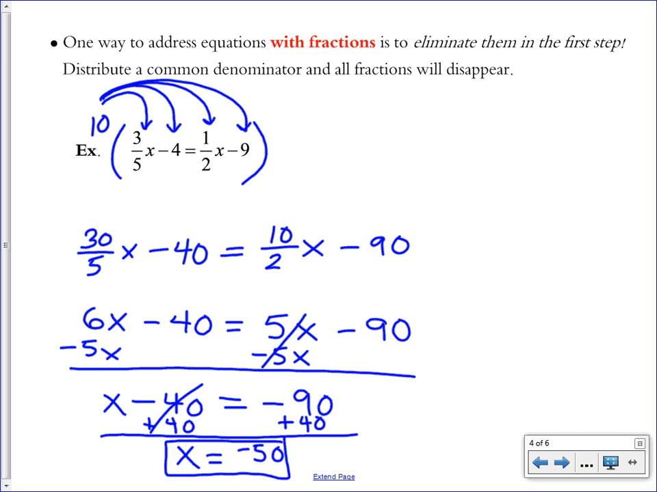So that is the best way to deal with an equation that has multiple fractions in it. Choose a common denominator, distribute it through the equation, get rid of all your fractions, and then solve the equation like normal.